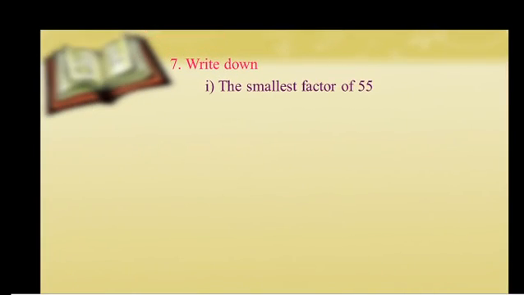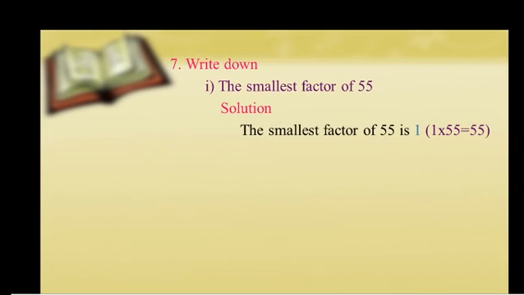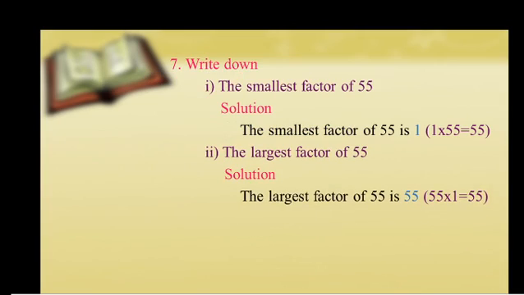Now sum, write down the smallest factor of 55. As you know, the smallest factor is 1. So the smallest factor of 55 is 1. 1 into 55 will get 55. The largest factor of 55, already we studied, is the number itself, isn't it? So the largest factor of 55 is 55. It is 55 into 1 will get 55.